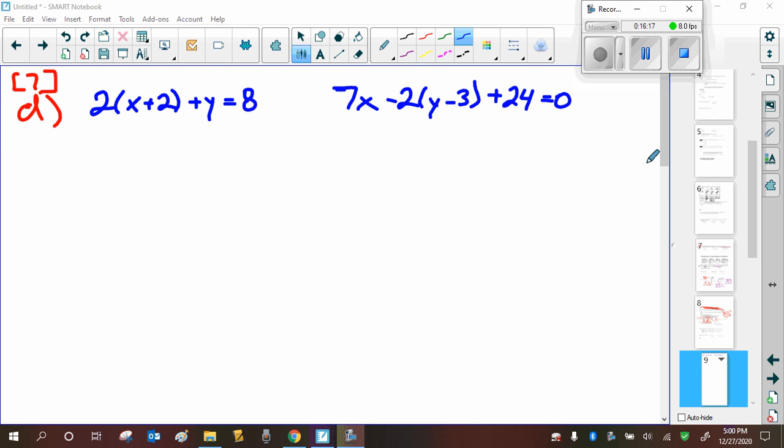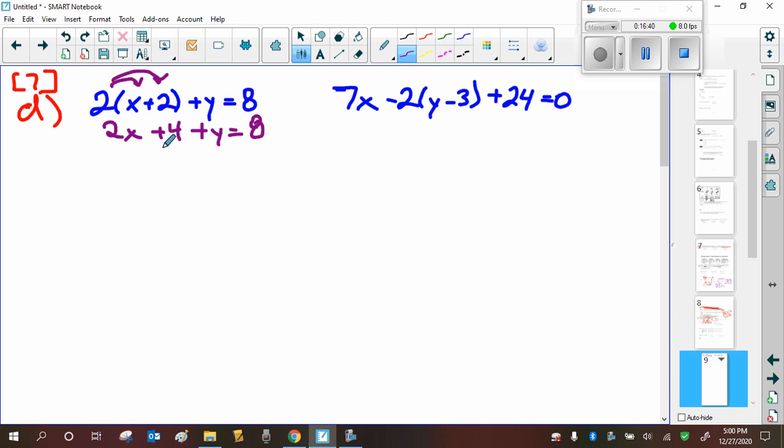Okay, awesome. Let's do 1D. So this is what I mean by distributing and collecting like terms. So we get 2x. In fact, you don't collect like terms here. You just bring the number to the other side. Hopefully you collect like terms on the other one.